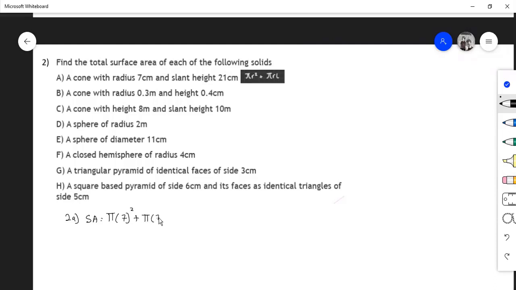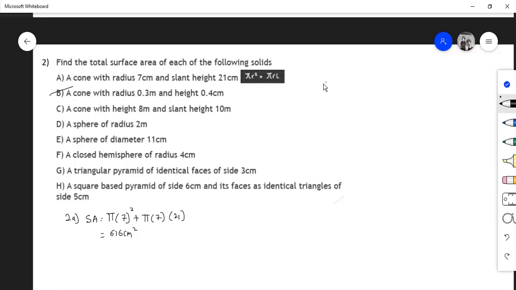And radius is again 7. And my slant height, remember I told you the length must be slant height for surface area, but for volume is the perpendicular height. Okay, so you can press in calculator 7 square times pi plus pi times 7 times 21, and I'm going to get this 615.7, which I can make it 616 cm square. Right, that's for 2a. I don't want to do again the same thing again, but however, I think we should consider question B. Because question B, they give you the height.